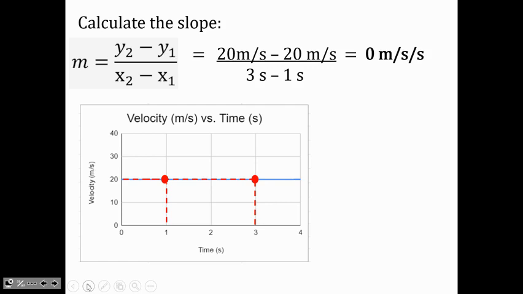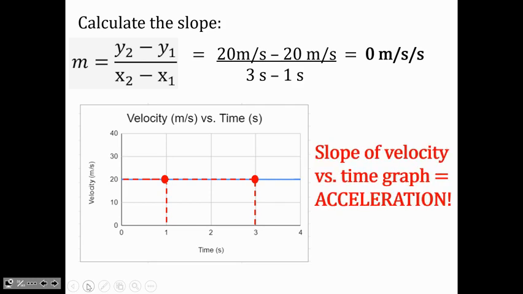But what are the units? If we take meters per second divided by seconds, we get meters per second per second. The seconds do not cancel out here, so this is actually equivalent to 0 meters per second squared, which are the units for acceleration. So what we've found here is that the slope of a velocity versus time graph is equal to acceleration. So this means that the car has an acceleration of 0. Well, what does it mean to not be accelerating? That means that over time your velocity is not changing.